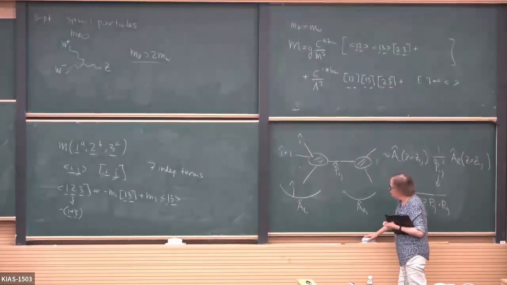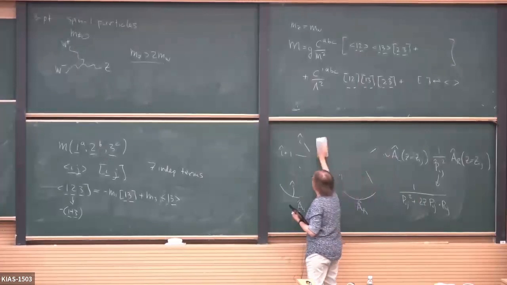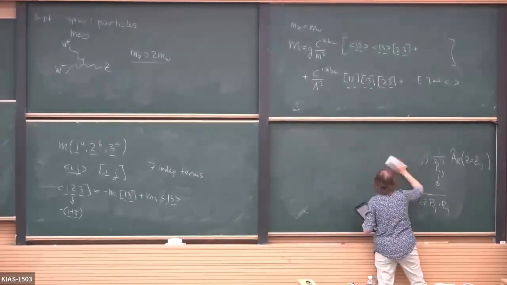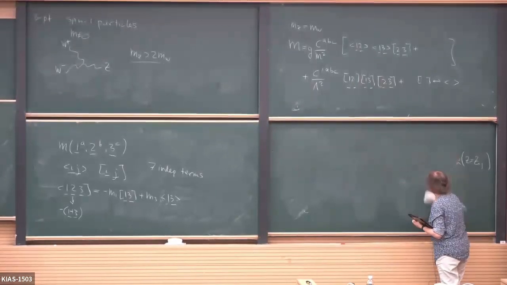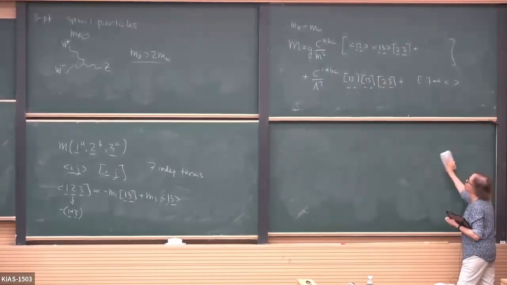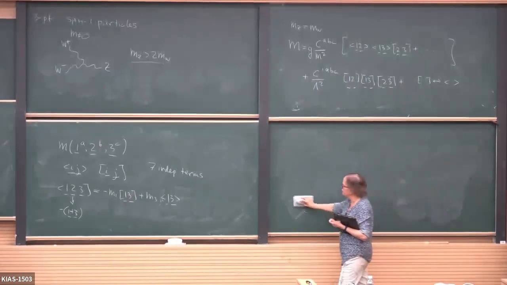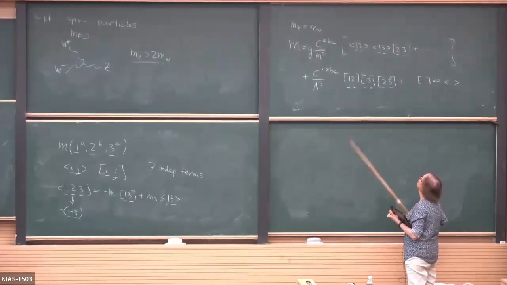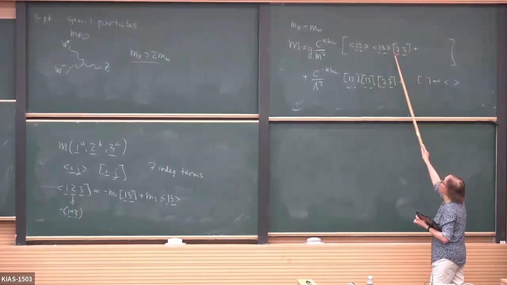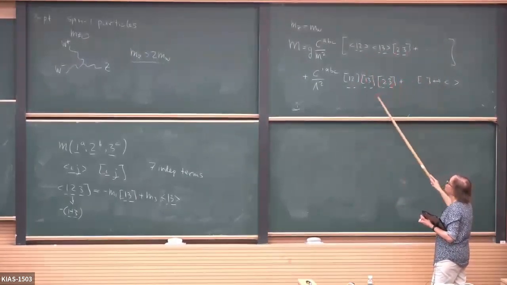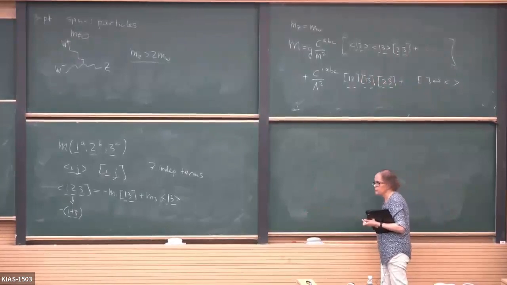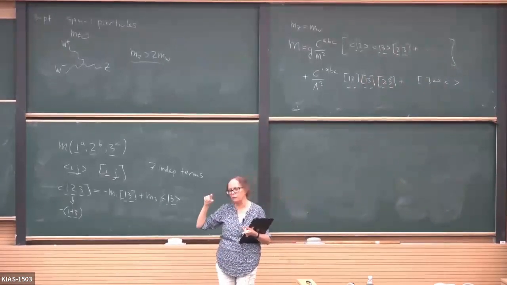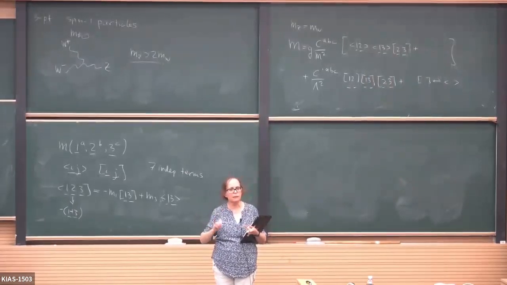Okay, so let's now look at this creature. The first thing that you can convince yourself of is that both of these kinematic structures, the one that appears here and the one that appears here, are completely anti-symmetric with respect to exchange of AB of 1, 2, and 3, just like we did in the massless case.